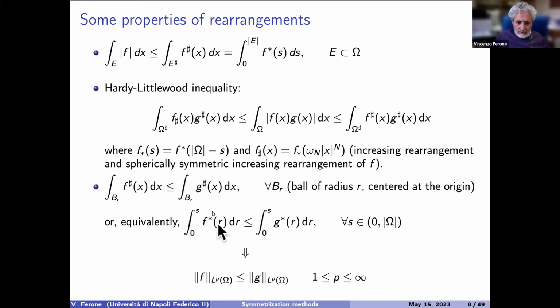So this inequality is sometimes useful to show that even though one does not have a direct comparison between rearrangements, if we have this kind of inequality, in any case we can obtain a sharp estimate of the norms.